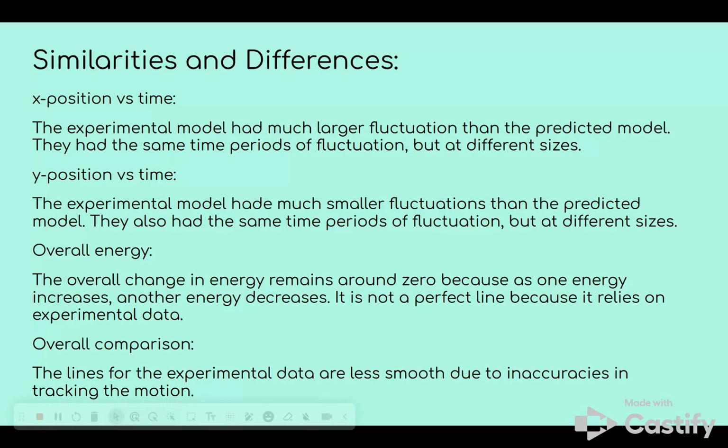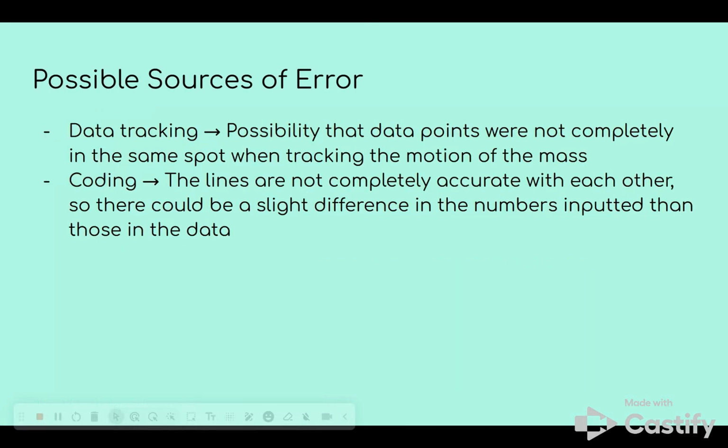The overall energy change remains around 0 because as one energy increases, another energy decreases. It's not a perfect line because it relies on the experimental data. For an overall comparison, the lines for the experimental data are less smooth due to the inaccuracies in tracking the motion.